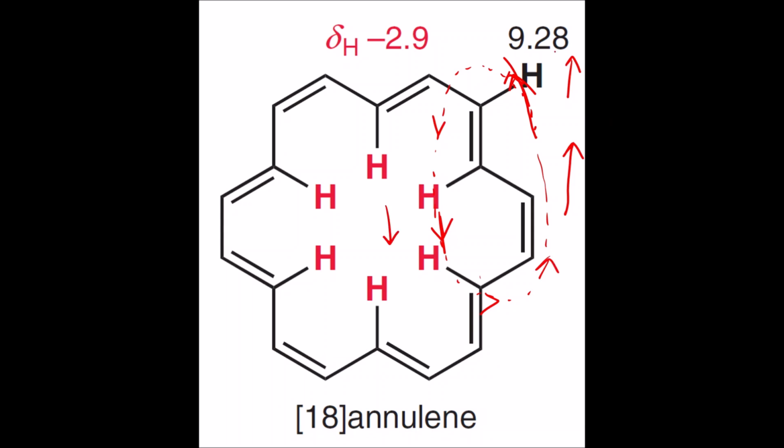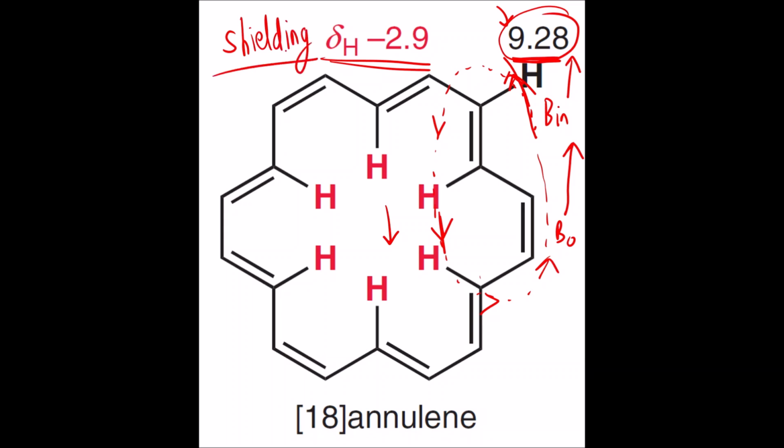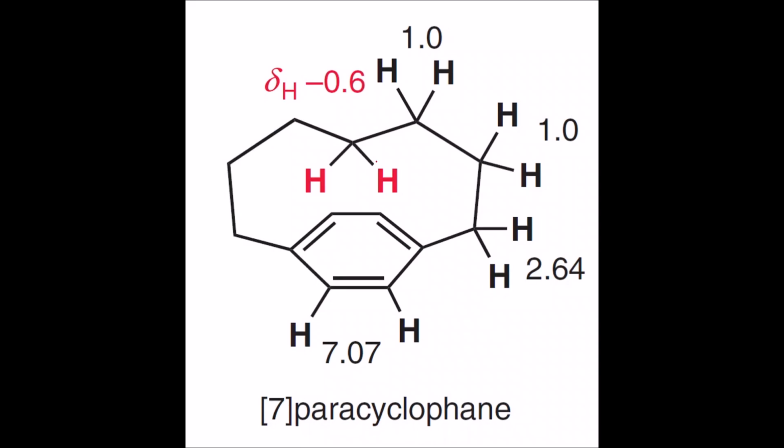So that is why the black ones you can see are de-shielded, because the direction of the induced magnetic field and the external magnetic field is same, so it undergoes de-shielding. The chemical shift value is higher. For the inner proton, it undergoes shielding, that is the direction is opposite, the magnetic field experienced is less, so the chemical shift value is also less. Another similar molecule is paracyclophane.